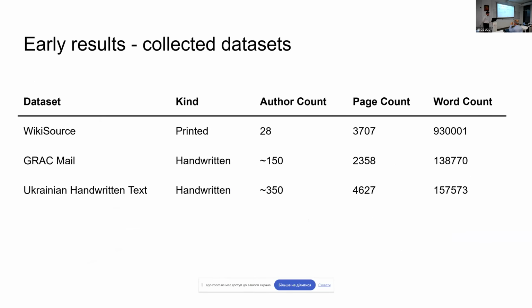As of now, I've collected the following datasets. I have around 4,000 pages of wiki source. I have since expanded this about 4 times. There are only 28 different books, that's why I decided to expand the wiki source, the printed text. Grok Mail contains 150 authors and around 4,000 pages. And the Ukrainian written text is really a really good thing to have because it contains 350 different authors with a comparable amount of pages per author.